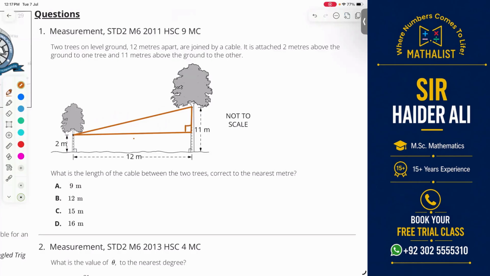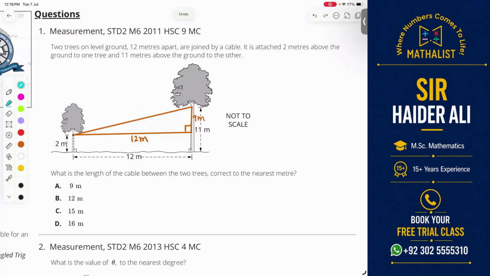12 meter. It's 11 minus 2. It's 9 meter. Further, now, next: what is the length of the cable between the two trees? You have to find this one. How can you find this one now? Tell me.